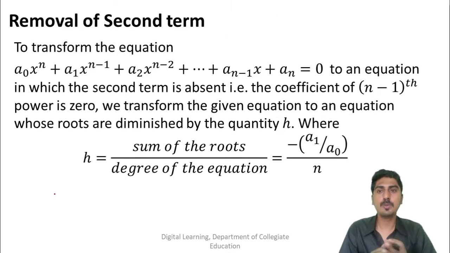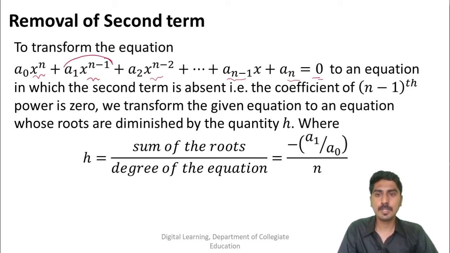Next we shall see how to remove the second term of a polynomial equation. Consider a polynomial equation a0 x^n + a1 x^(n-1) + a2 x^(n-2) etc. + a(n-1) x + an = 0. To remove the second term of this polynomial equation, we have to diminish the roots of this equation by a quantity h, where h is equal to the sum of the roots divided by the degree of the equation.